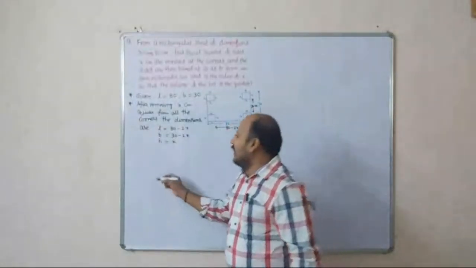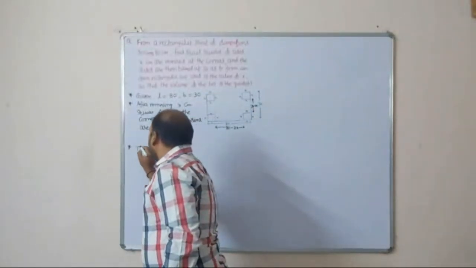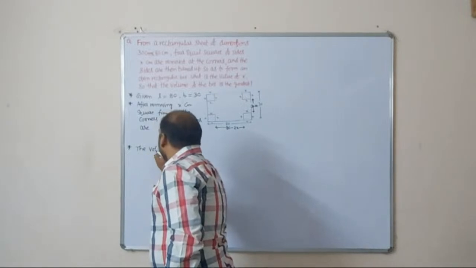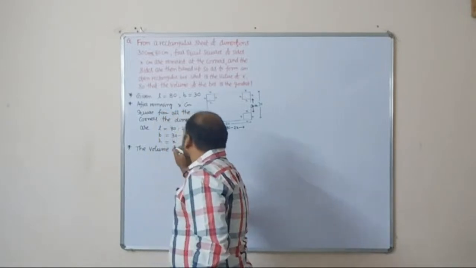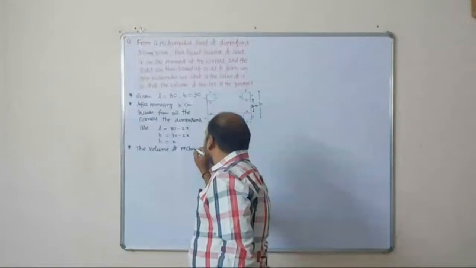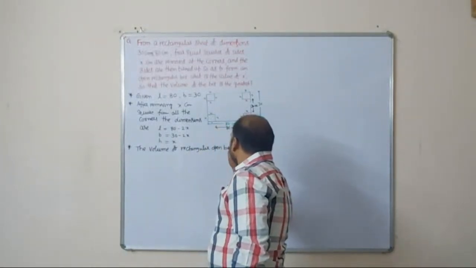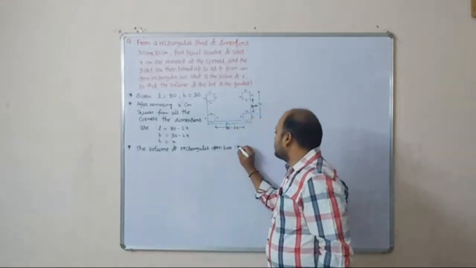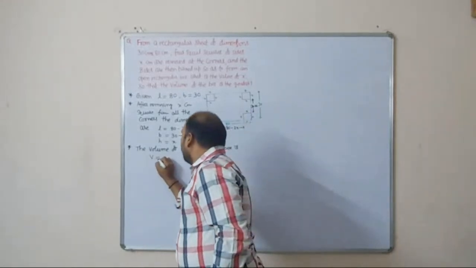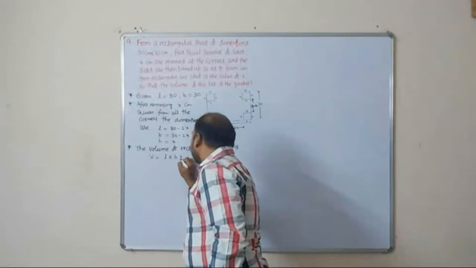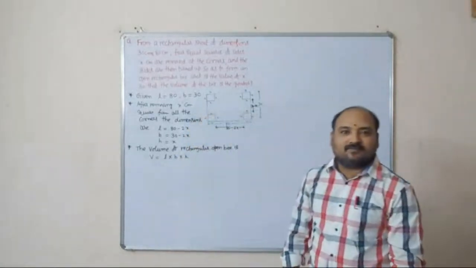Now we will come to the question. After getting the L, B, H values, the volume of a rectangular open box is V is equal to L into B into H. This is the formula, dear students.